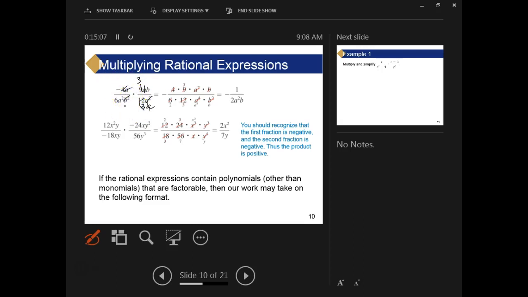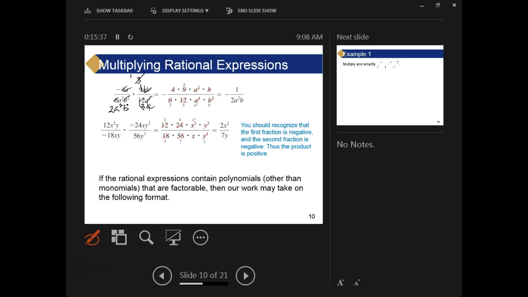The b squared here, b will go into b squared b times, and that just leaves you b, and 3 will go into 6 twice, and the a squared is left over. So what you have here is minus 1. You have nothing left up there, so don't put a 0, put a 1 over 2a squared b. So there's bunches of ways you can do this. You do the way you understand best.